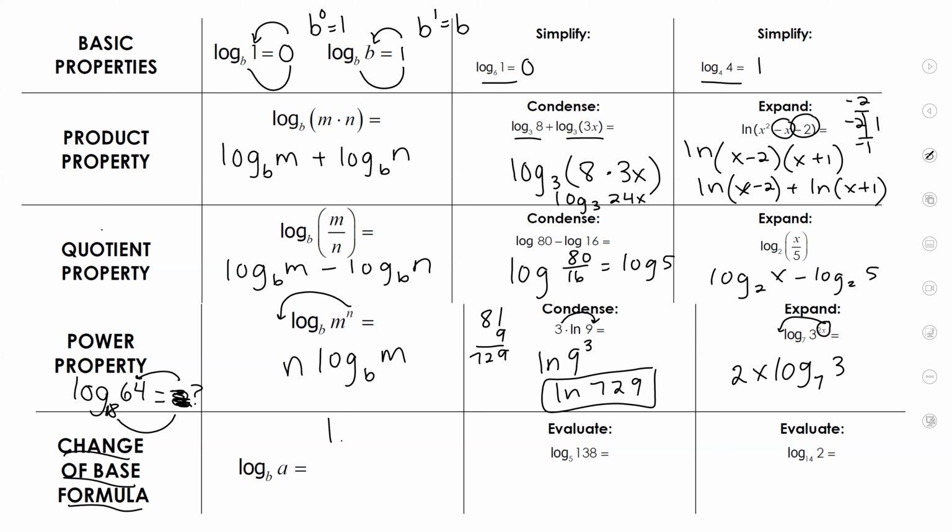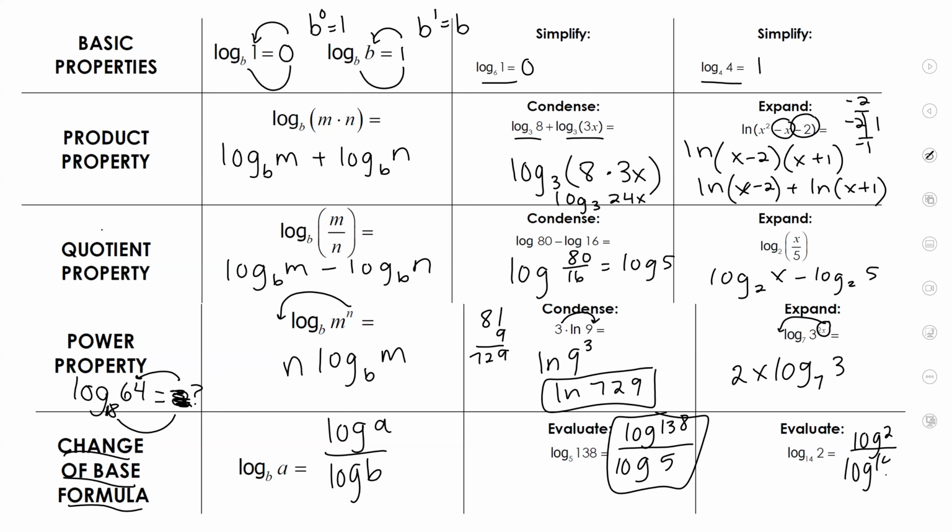You can do log of A over log of B. So for example, this one will be log of 138 over log of 5. And you would just type this into the calculator. Log of 2 divided by log 14. Okay, now we're going to do a few examples where we're going to use these properties, okay?